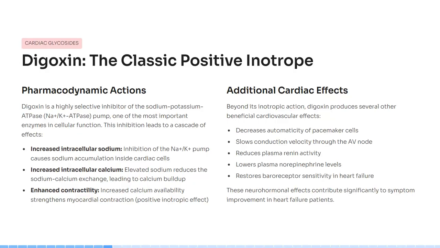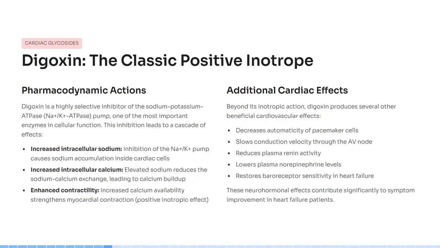This inhibition leads to a cascade of effects. So there's increased intracellular sodium, increased intracellular calcium, and enhanced contractility. The increased calcium availability strengthens myocardial contraction, and it has a positive inotropic effect.